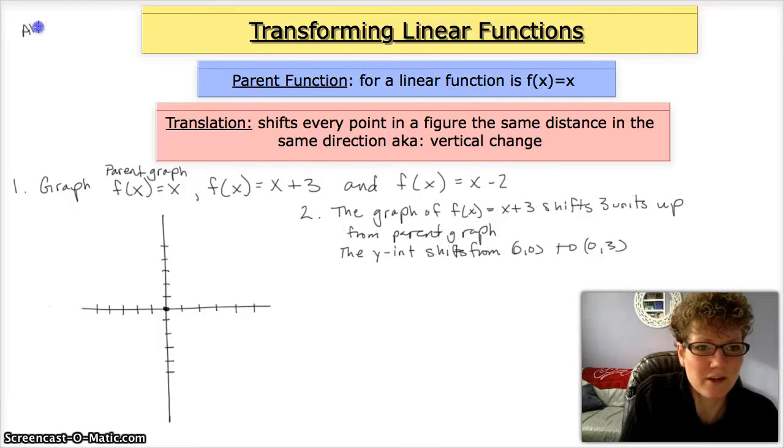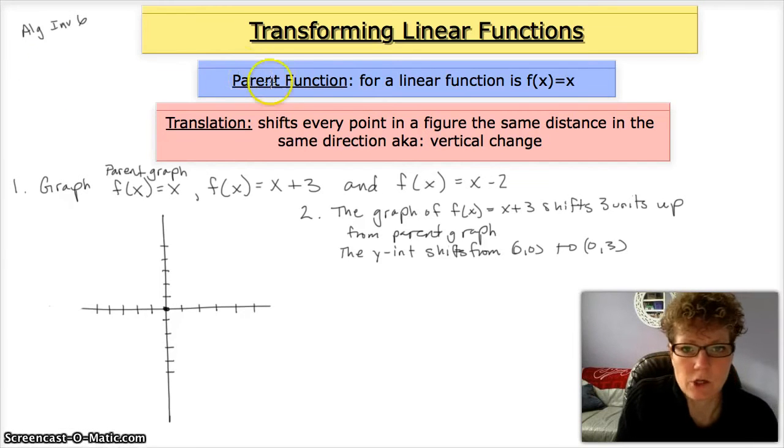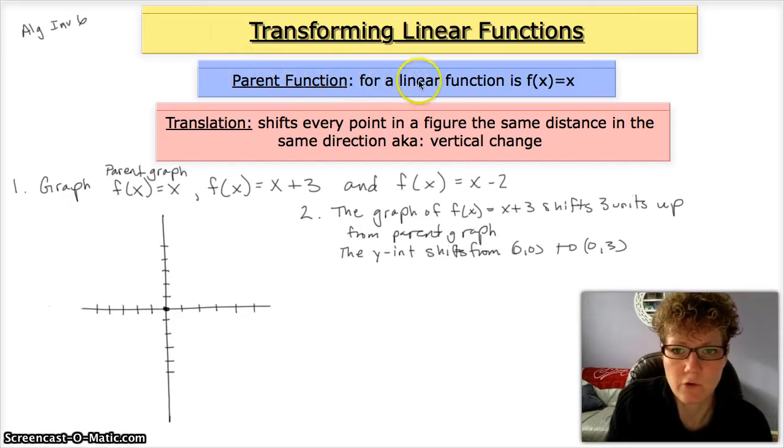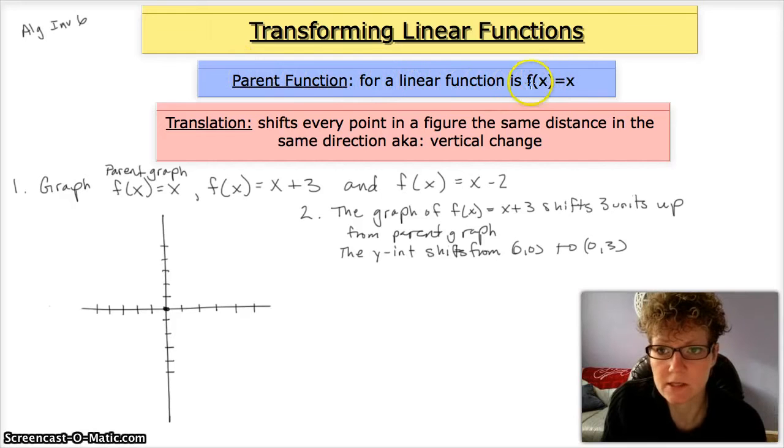This is Algebra, actually investigation 6, and it's on transforming linear functions. A linear function is a function whose graph is a line, and a parent function for a linear function is f of x equals x.